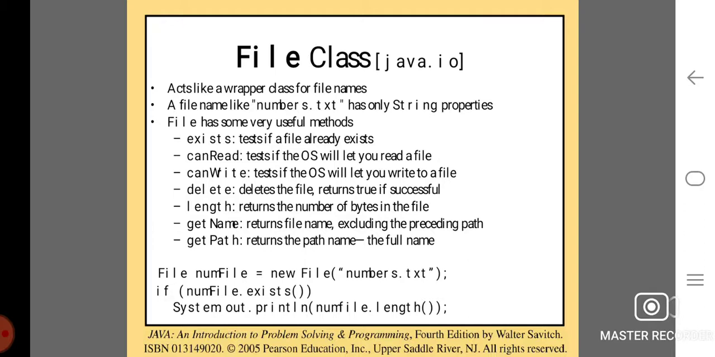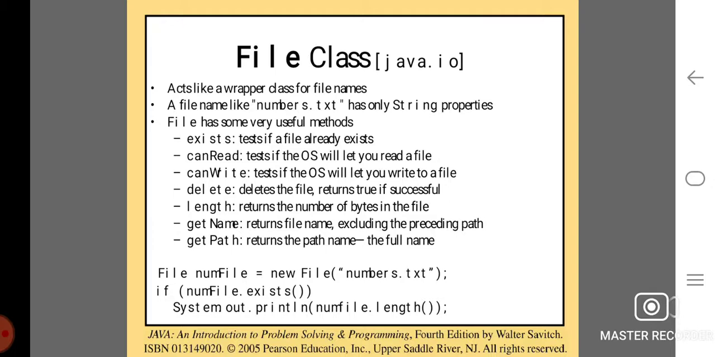Can read: test if the OS will let you read a file. Can write: test if the OS will let you write to a file. Delete deletes the file and returns true if successful. Length returns the number of bytes in the file. Get name returns the file name, excluding the preceding path. Get path returns the path name, that is, the full name.